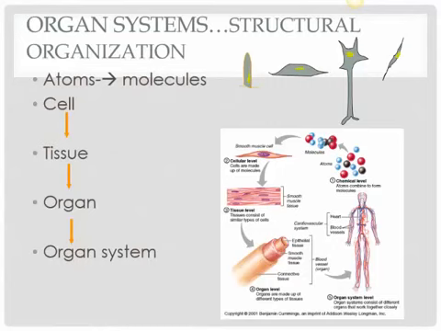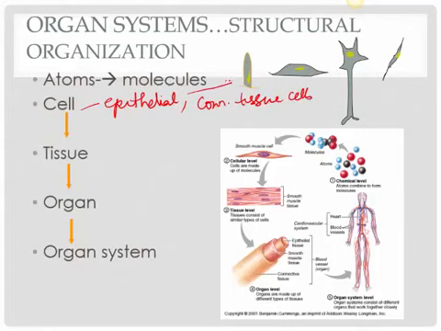the body. The 4 different types of cells in the body are epithelial cells, connective tissue cells. So this is epithelial cell. Here's connective tissue cell, nerve cells, and muscle cells. So these are the 4 types of cells in the body.